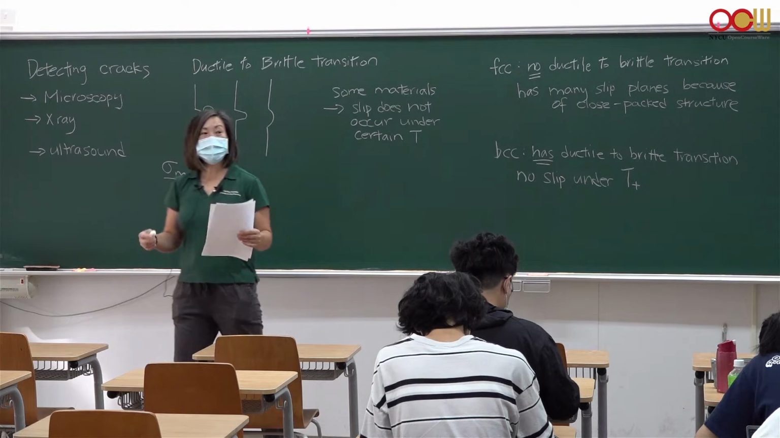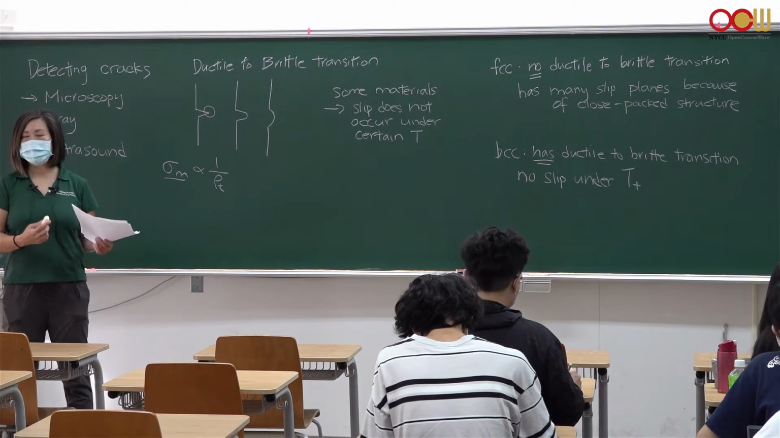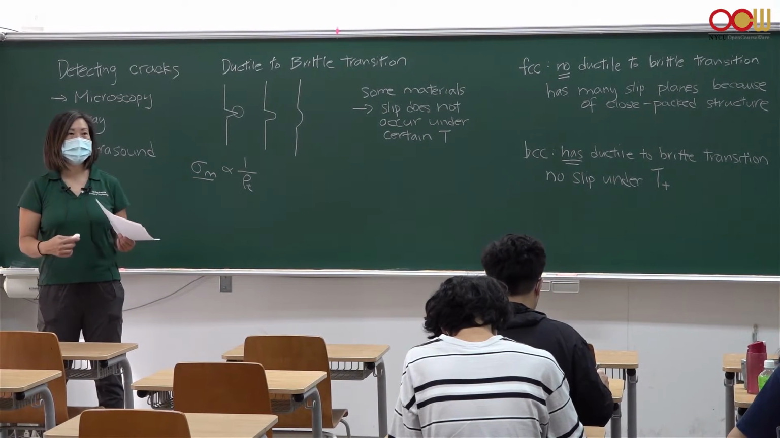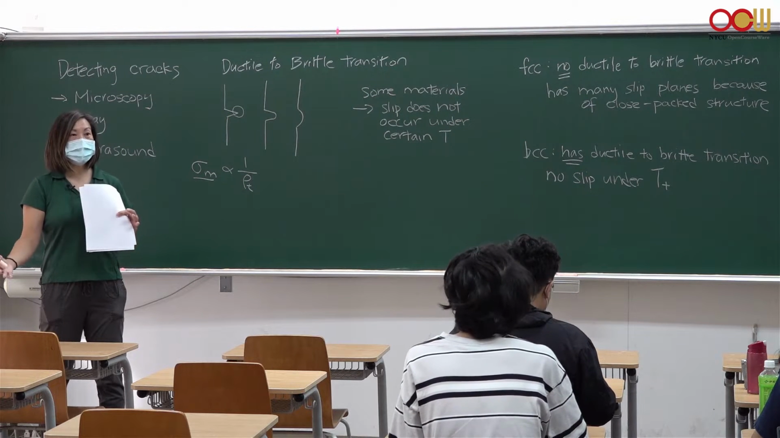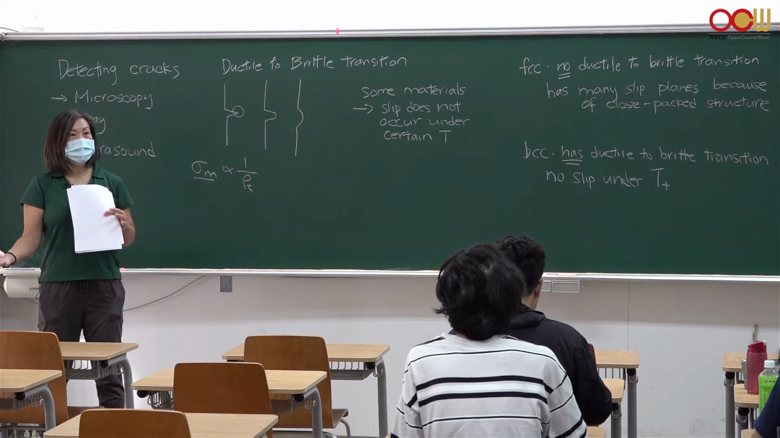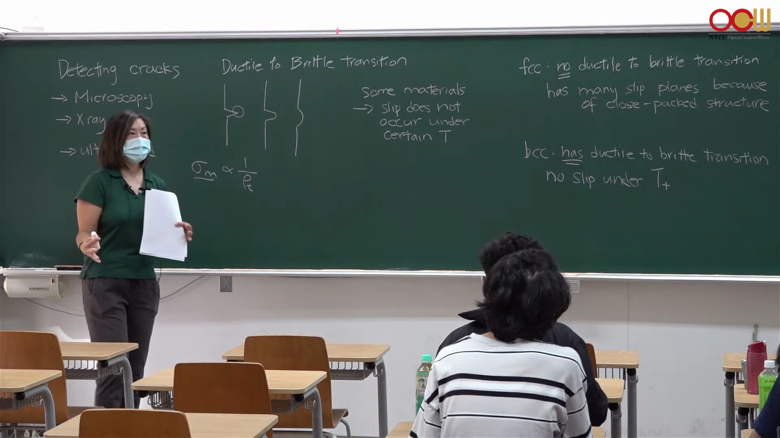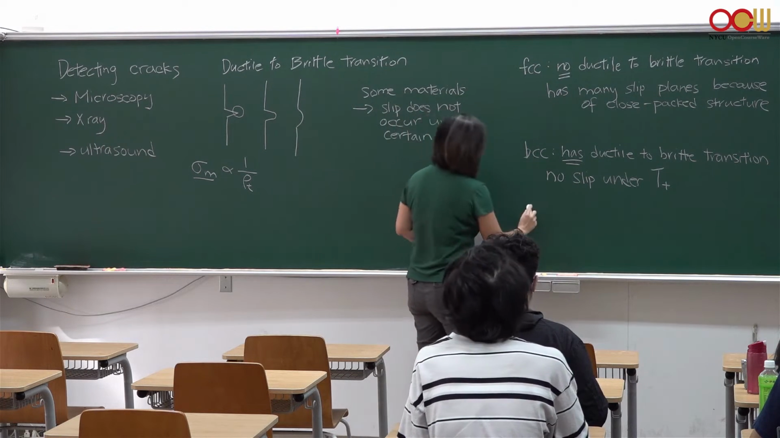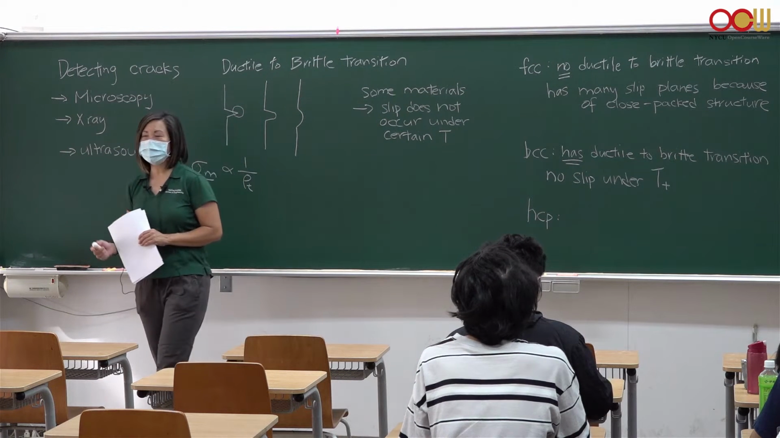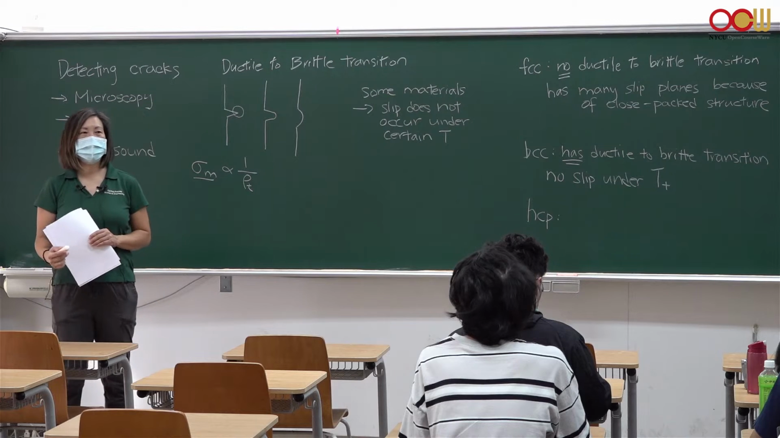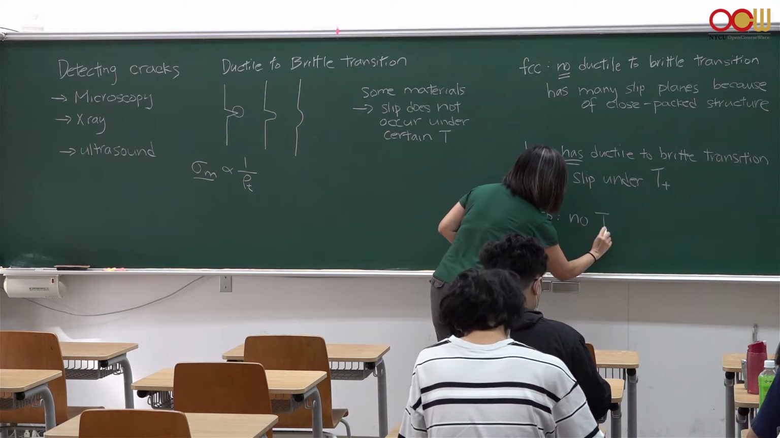That transition temperature is different for different materials, but BCC metals tend to have a ductile to brittle transition. Because the atoms are further apart, it is more difficult for slip to occur, and there are fewer slip planes, fewer directions where slip can occur. So any guesses on HCP, hexagonal close pack? Do you think it has a ductile to brittle transition or no? So no transition temperature.